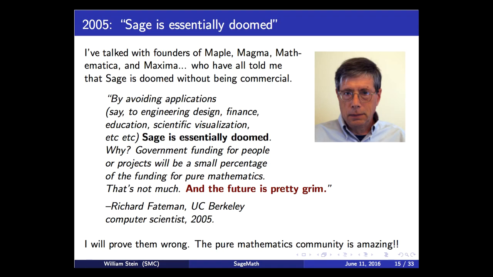But here's what he says about Sage. And he has a lot of experience because he's been doing this stuff since the 70s. So he says, by avoiding applications, Sage is essentially doomed. Why? Government funding for people or projects will be a small percentage of the funding for pure mathematics. That's not much, and the future is pretty grim.